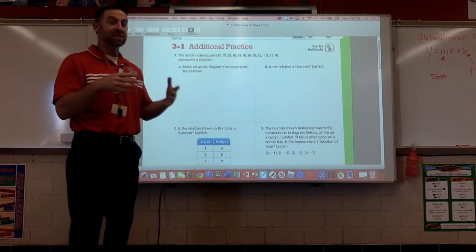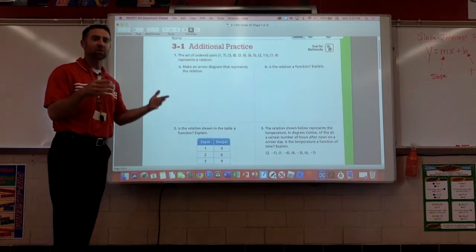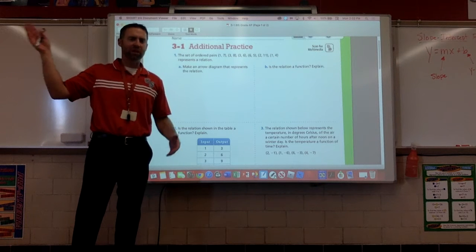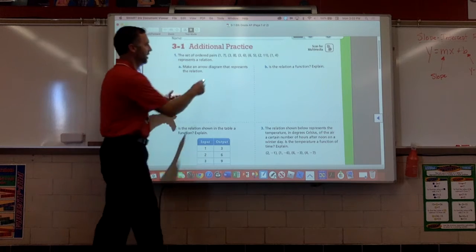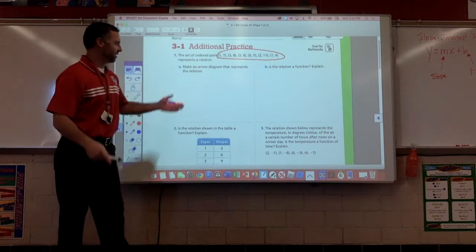Determining whether a relation, which is just a set of ordered pairs, is a function. Or does each input have exactly one output, as Mr. Fricky taught you so well. Number one, if we look here, set of ordered pairs. This is called a relation.